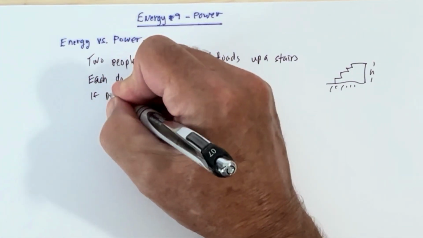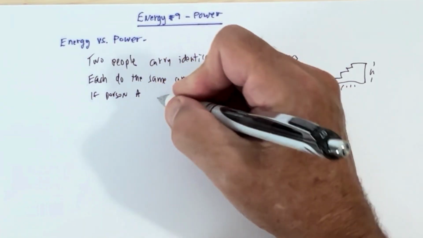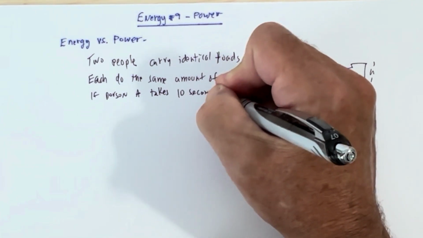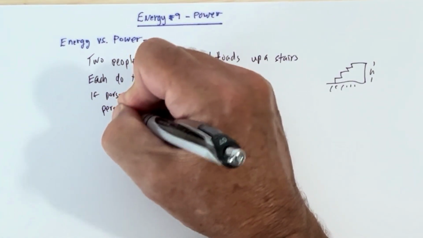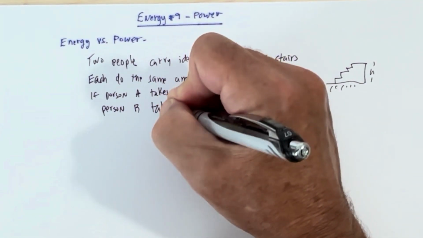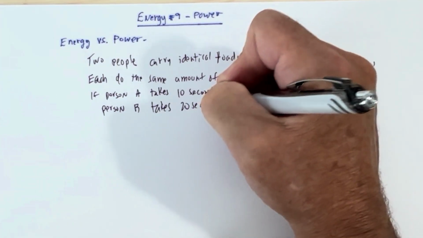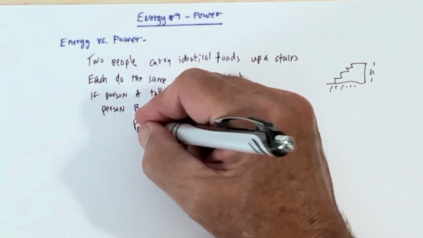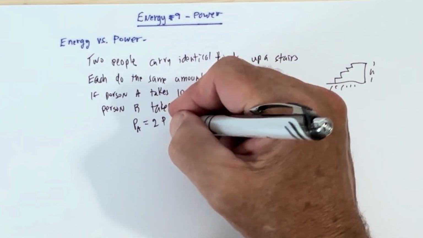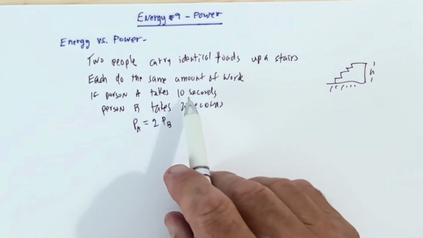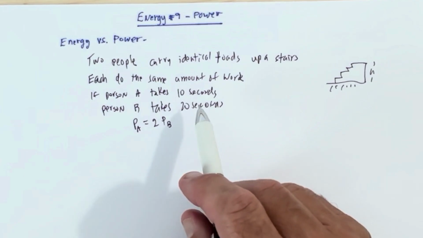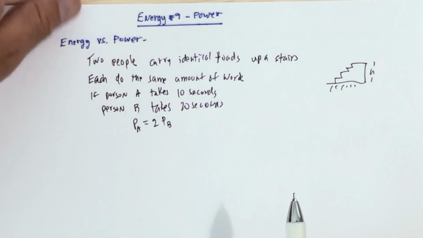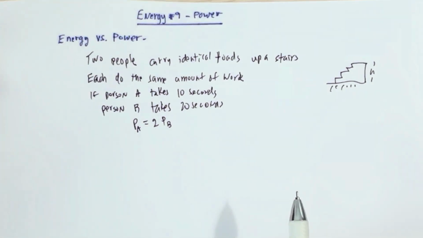Now, if person A takes the books up in 10 seconds, and person B, a little slower, takes 20 seconds, then the power expended by A is equal to twice the power of B because A did it in half the time. So the quicker you do something, the more power it takes. That's the difference between energy and power. Power is the rate of doing work.